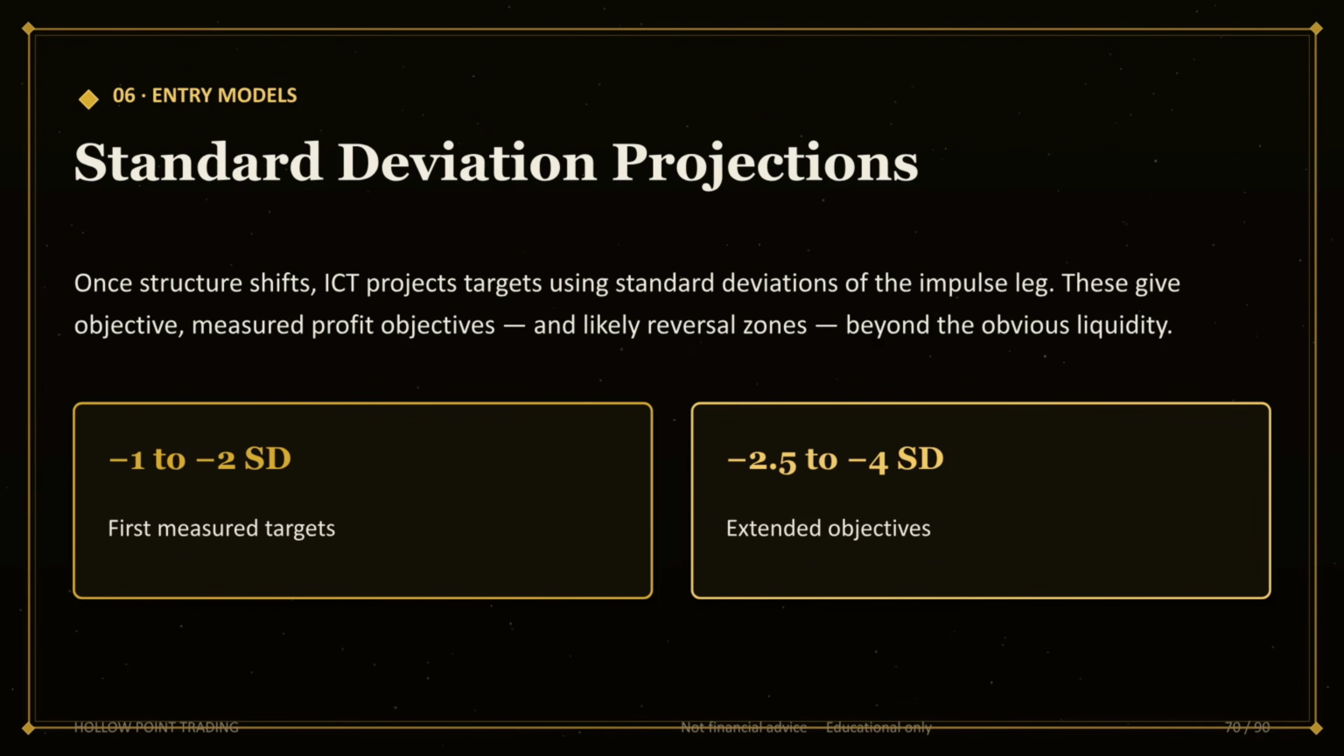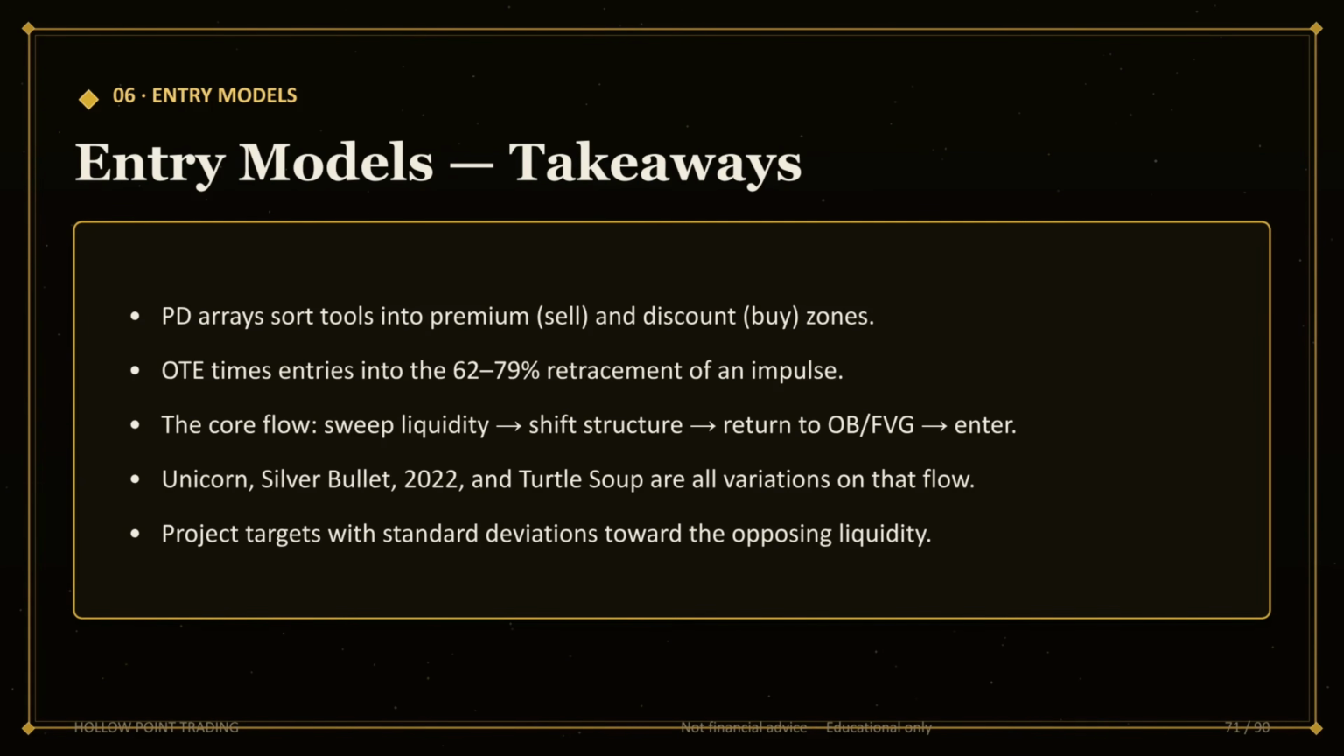-1 to 2 standard deviations are initial targets, while -2.5 to 4 serve as extended objectives. To summarize our entry models, use PD arrays to define zones, OTE for timing, and the core flow of liquidity sweeps and structure shifts. Remember that models like the Unicorn or 2022 are just variations of this cycle.